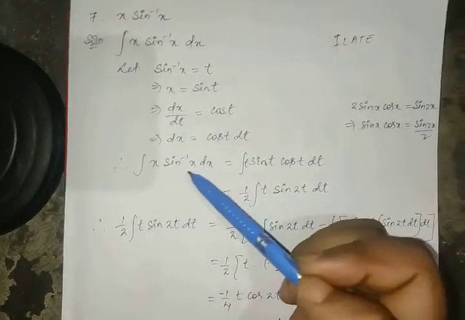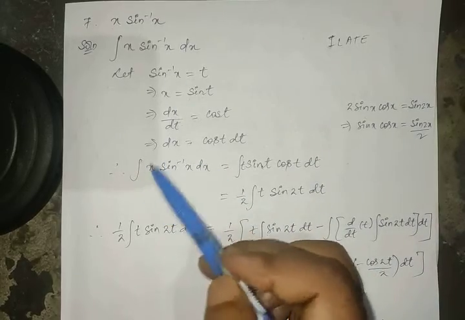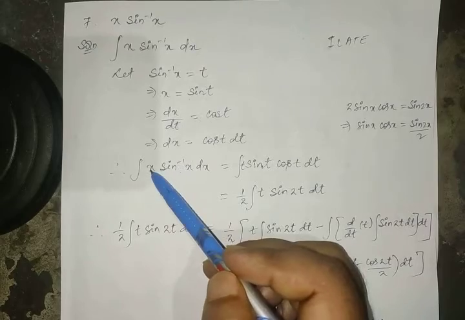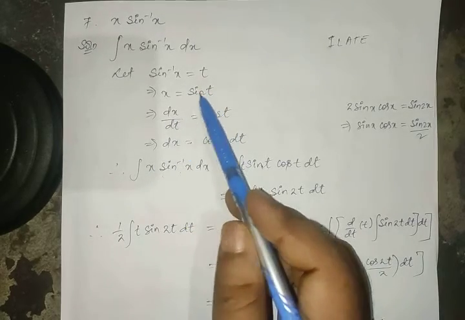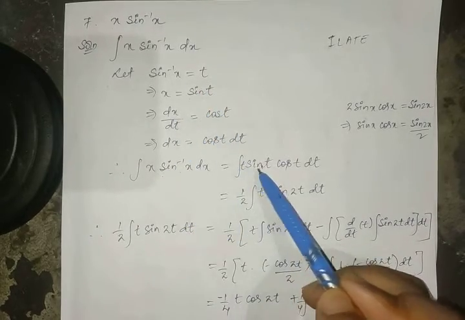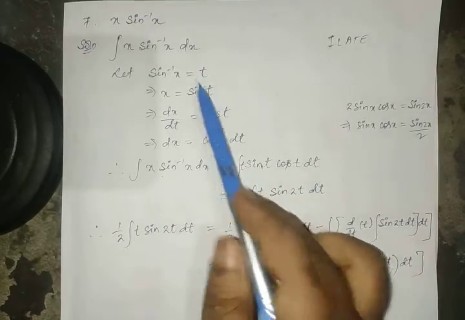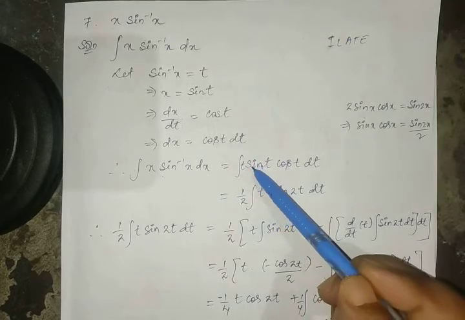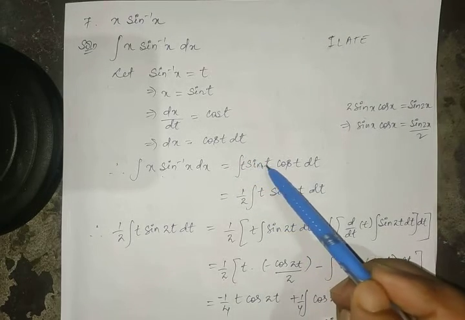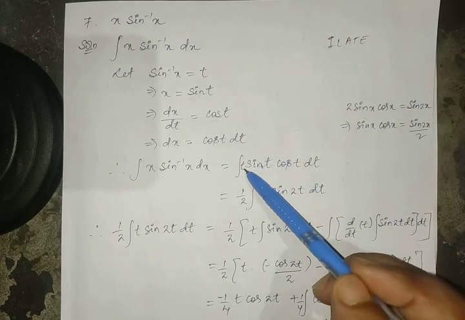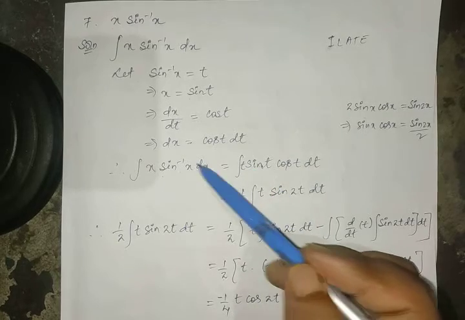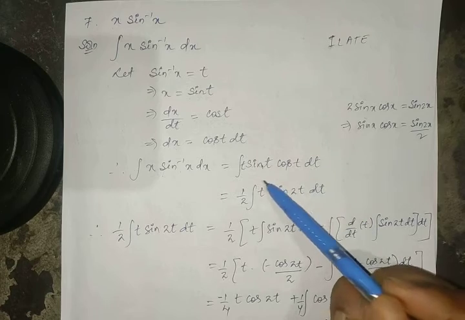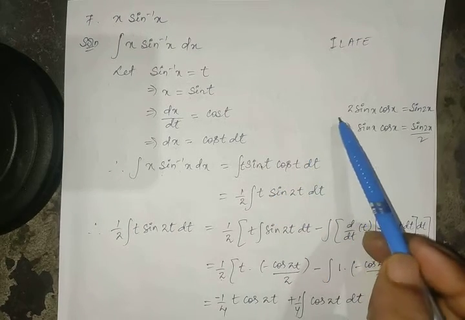Okay, just cross multiply. So now we'll put here, so therefore x sine inverse x dx will be, what is x? X is sine t, right? So in place of x I have written sine t and then sine inverse x. And what is sine inverse x? It is t. So this t I have written first, otherwise it will become sine tt. Next is dx. And what is dx? That is cos t dt.